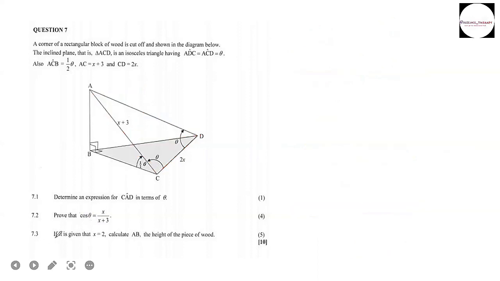So in 7.3, they're saying if it is given that x is equal to 2, calculate AB, the height of the piece of wood. So calculate AB. Now we can see that AB from this triangle here is in a right angle triangle. That means we can use SOHCAHTOA. But the first thing that we need is our angle there, which we can calculate using this. We have cos theta. We are given the value of x is 2. So that means we'll have 2, and then what is 2 plus 3? That's 5.